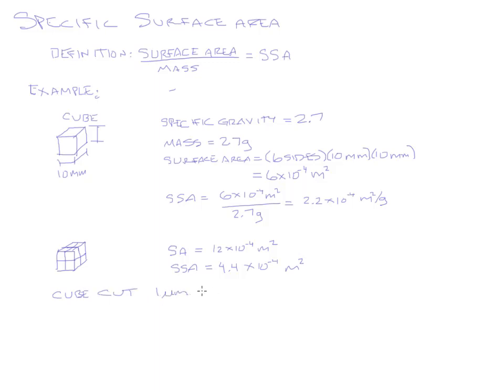Let's say that we further cut this cube so that the side lengths are just 1 micron. So we've gone from 10 millimeters down to 1,000th of a millimeter, and the surface area now goes up to 6 meters squared. And the specific surface area of that material would then be 2.2 meters squared per gram. That's still fairly small. Montmorillonite clay, believe it or not, has a specific surface area as high as 800 meters squared per gram. If you were to spread out 1 gram of Montmorillonite clay, you could cover an entire football field with it.